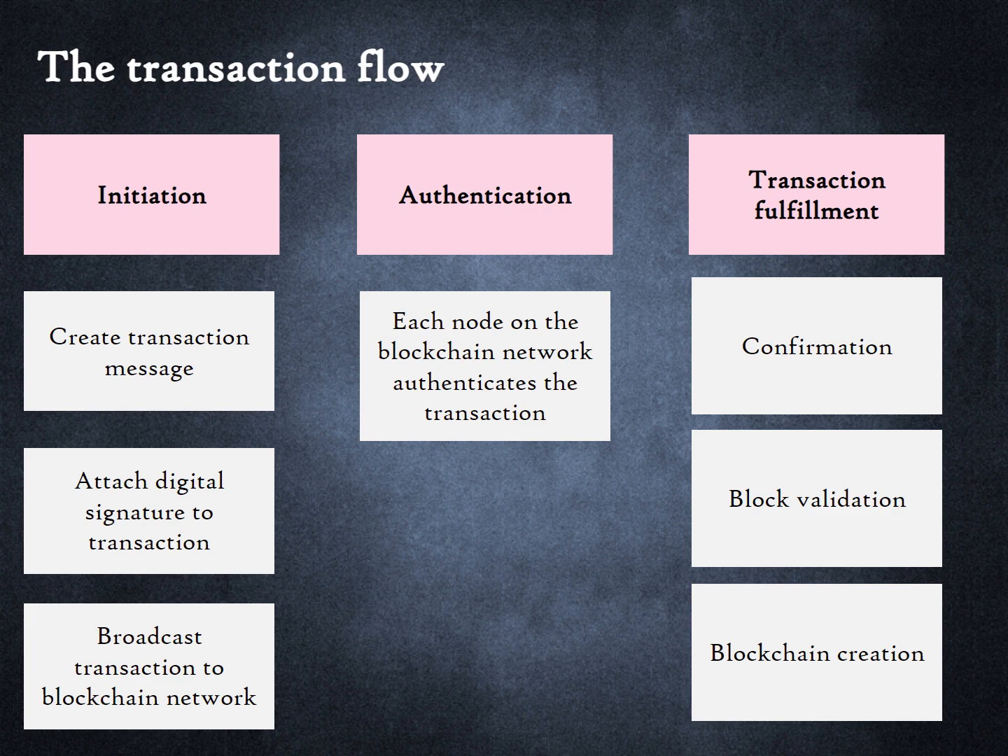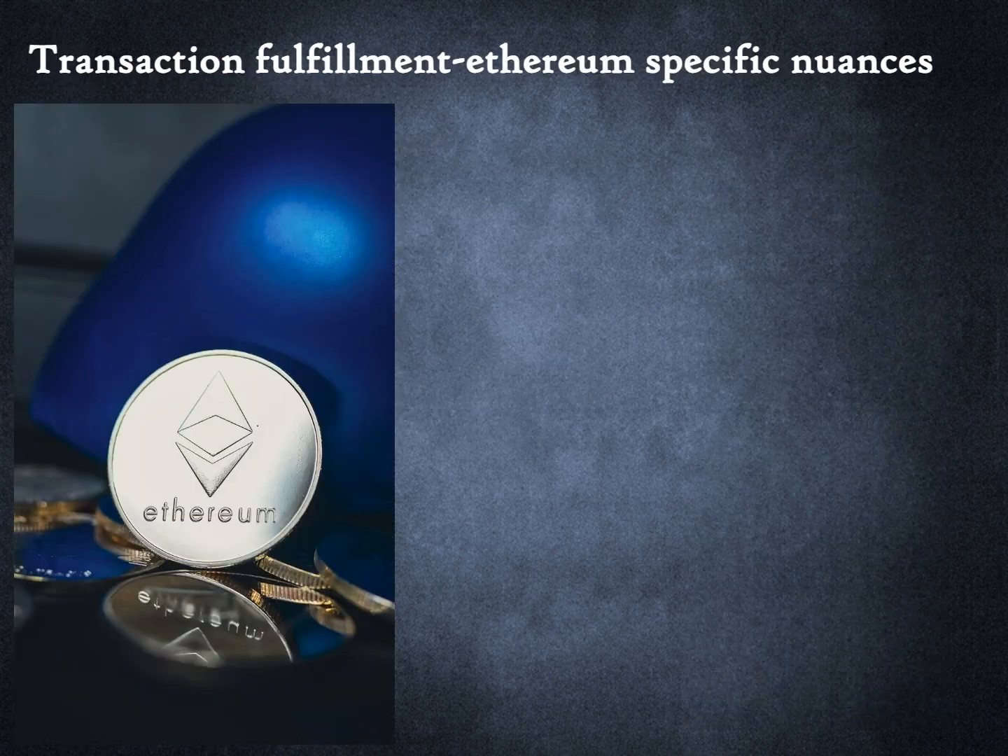After a transaction is authenticated, it is confirmed into blocks. Then the blocks are propagated to each node, which verify the blocks, and finally, each node forms a chain of blocks. While at a high level, the process taxonomy remains the same, there are Ethereum-specific nuances at each step. The rest of this lesson is devoted to understanding Ethereum-specific nuances in the transaction fulfillment step. I have listed them out here. We will cover each one.